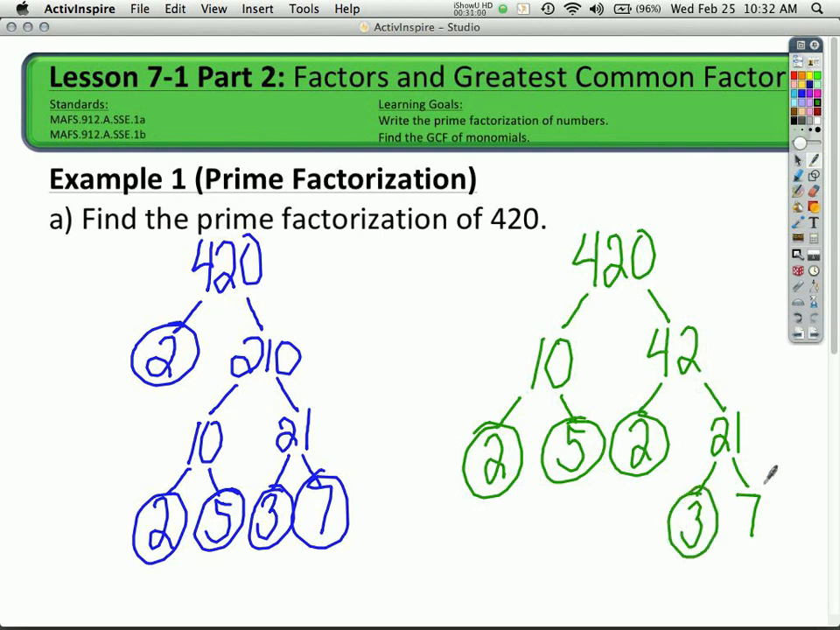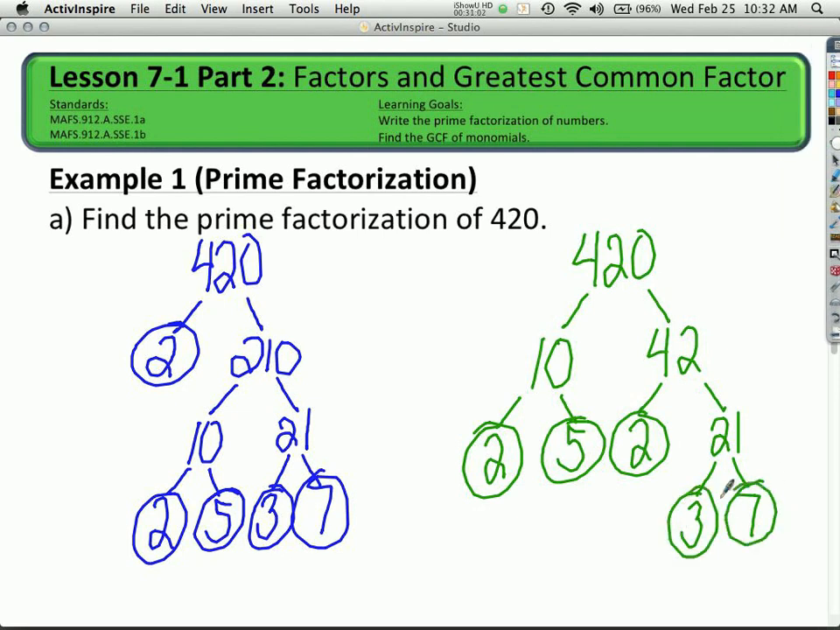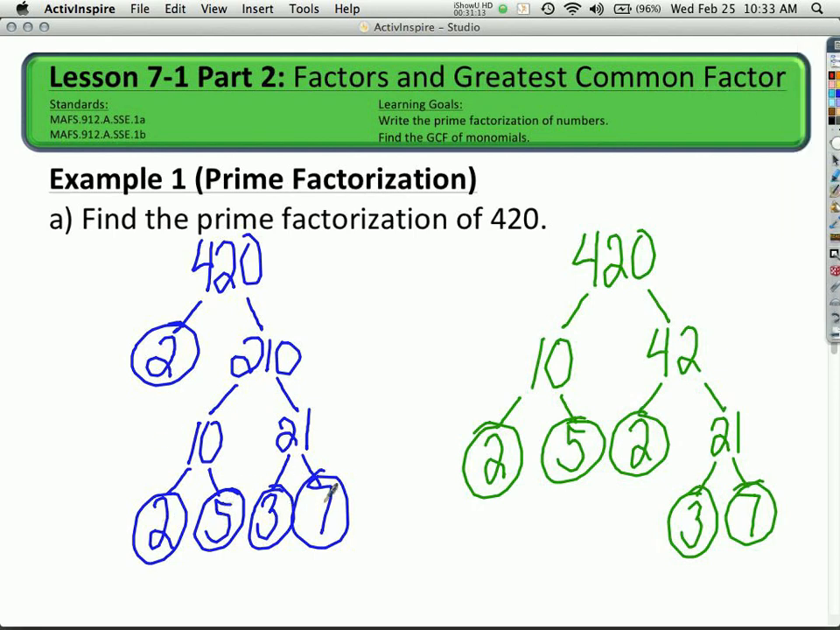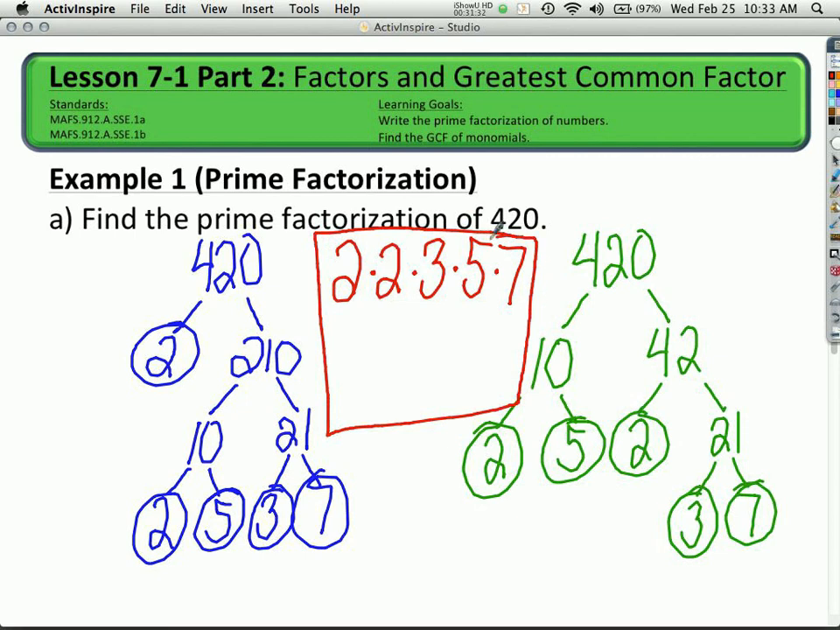Everything is now prime. Now watch this. What we were looking for was the prime factorization. Watch this: 2 times 2 times 3 times 5 times 7. No matter which path you take, you get the same result: 2 times 2 times 3 times 5 times 7. That is the prime factorization of 420.